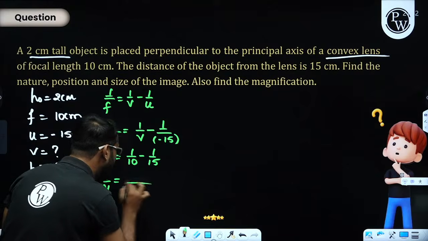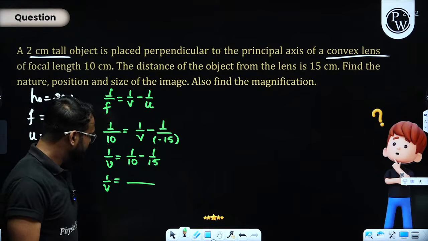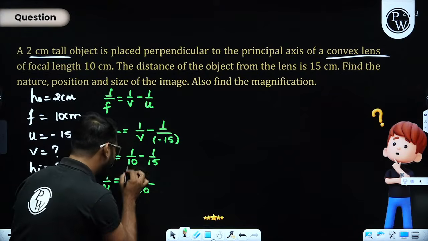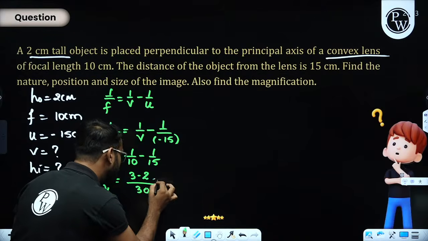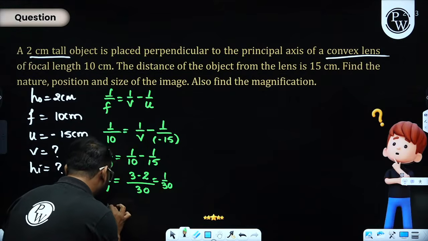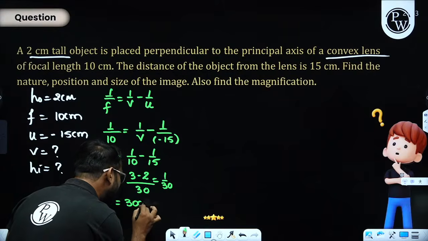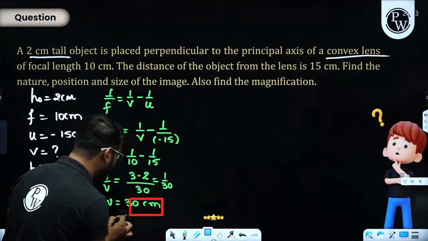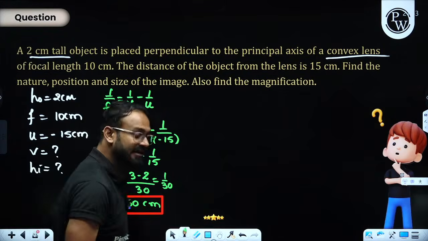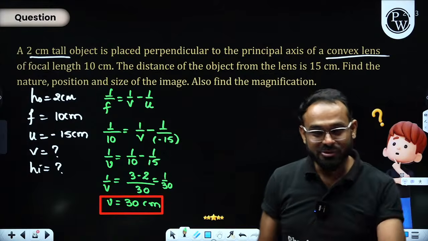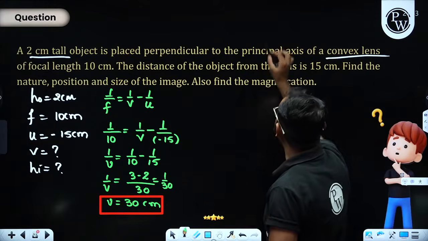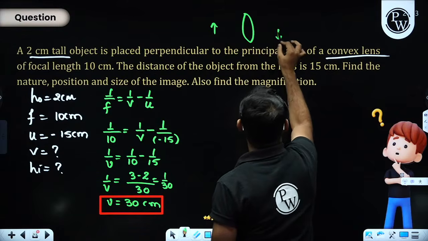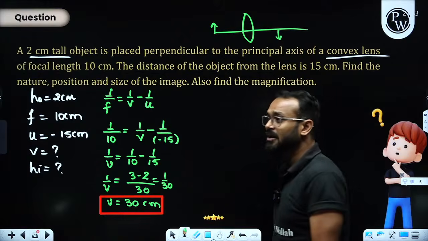1 by V is equal to, what will be the LCM of 10 and 15? 30. So 3 minus 2, that is equal to 1 by 30. The value of V is coming out as 30 centimeter. Now you realize the value of V is coming out as positive. That means the image is formed on the right hand side. This is why the value of V is positive. If the object was placed over here, the image would be on the right hand side.